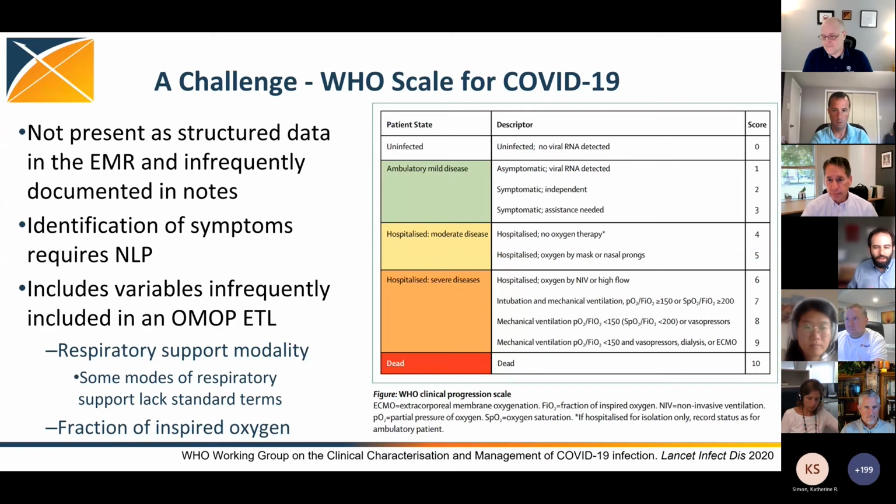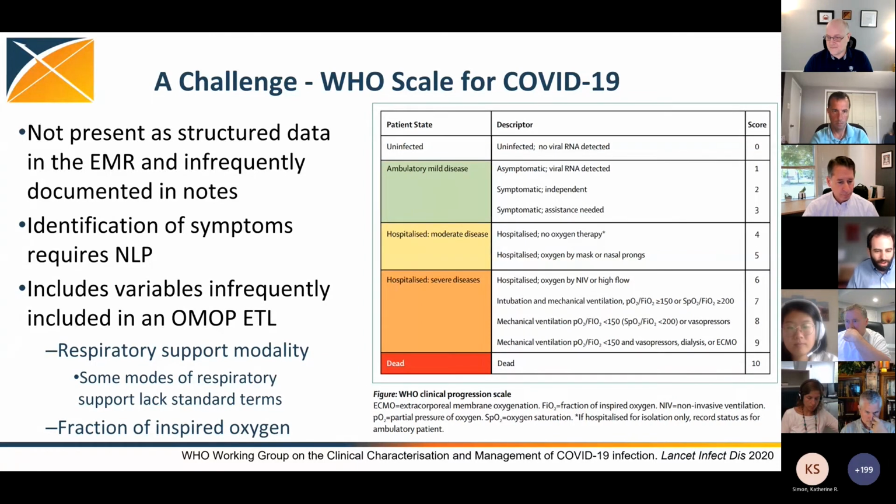Next slide. So I'm going to focus on this variable, the WHO scale for COVID-19. It goes from 0 to 10 or 0 to 8, depending on how you look at it, going from the uninfected through the deceased. And it's a measure of how sick you are with COVID. Now, if you actually look for this variable, you won't find it as structured data in the EMR, and you don't usually find it documented clearly in notes.